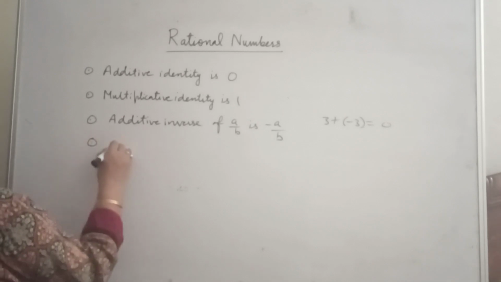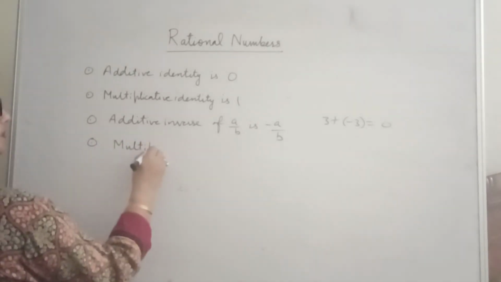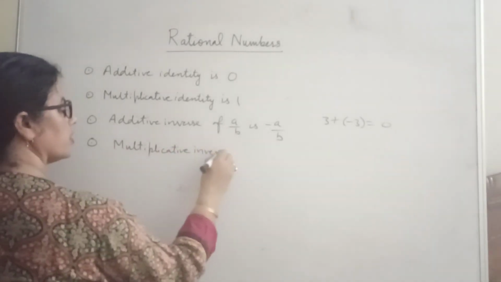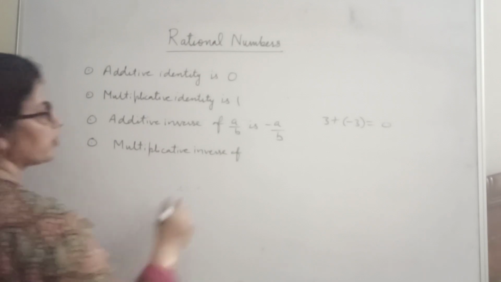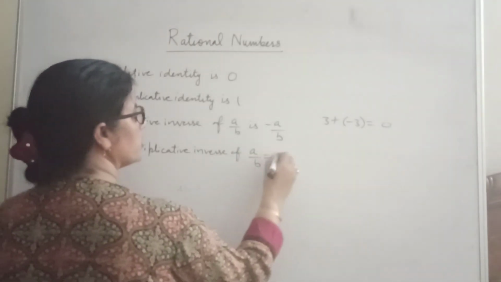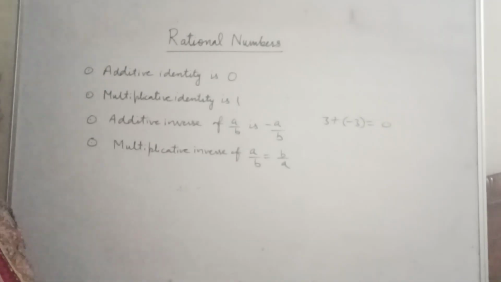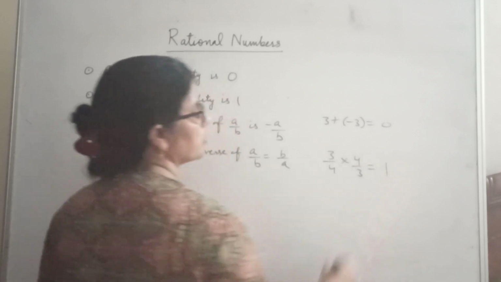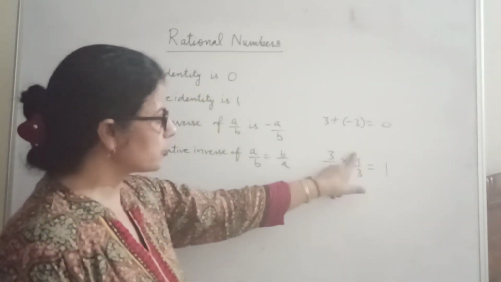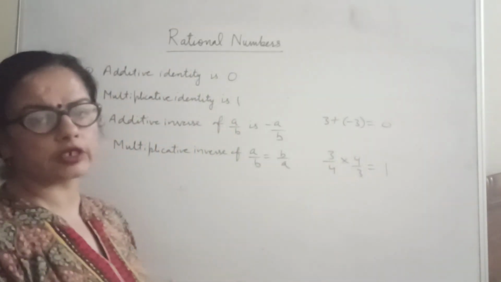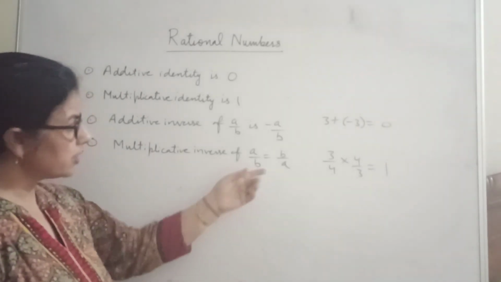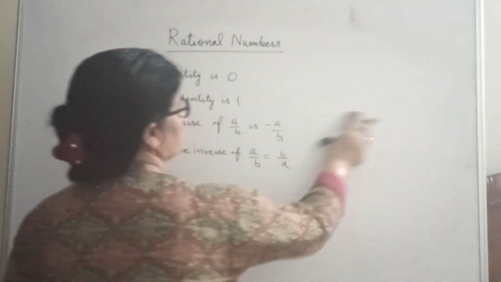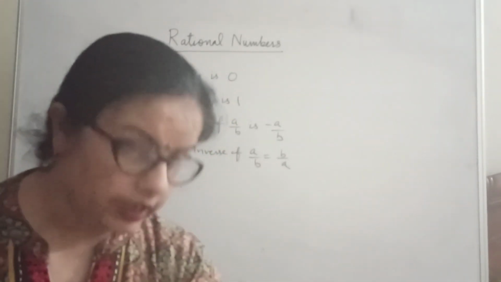And next is multiplicative inverse. The multiplicative inverse of A by B is equal to B by A. It means we will take the reciprocal. See, 3 by 4 into 4 by 3 is 1. So 3 by 4 is the multiplicative inverse of 4 by 3 and 4 by 3 is the multiplicative inverse of 3 by 4. We take the reciprocal because their product becomes 1. So each is called the multiplicative inverse of the other.